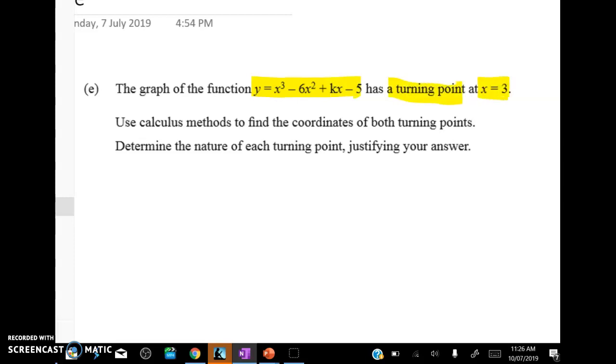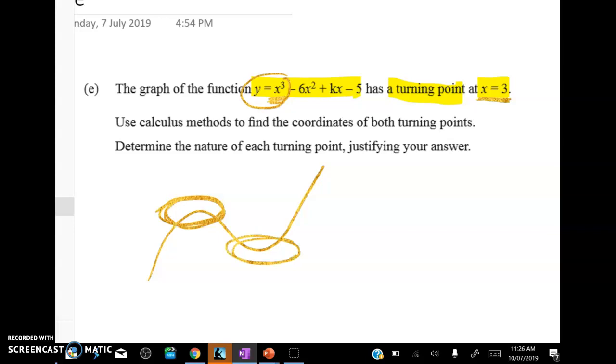The first thing that I'm going to do before I go too much further is think about what that function looks like. Now we know that it's a cubic and it's a positive coefficient cubic, right? So the shape of that function is going to be this. And we're told that there's a turning point at x equals 3. And you can see that we're going to have two turning points. We're going to have a local maximum here and a local minimum here. We don't know much more than that yet.